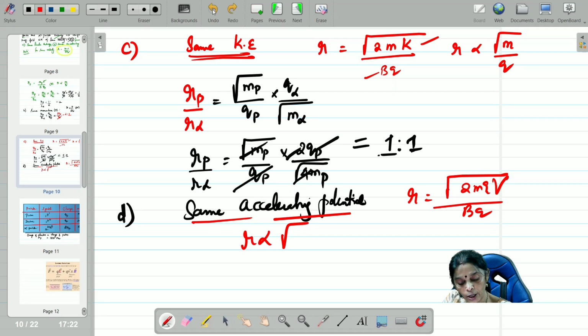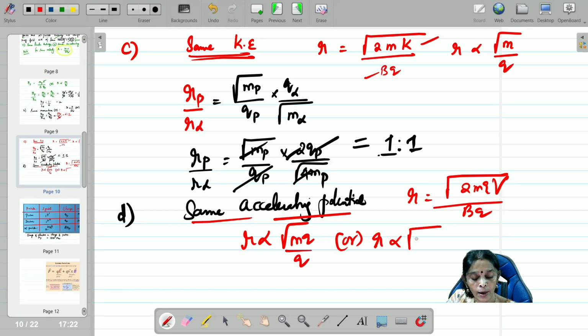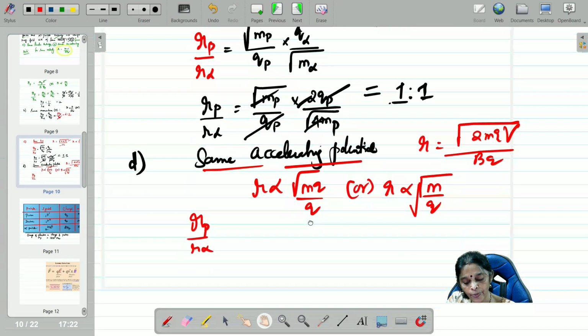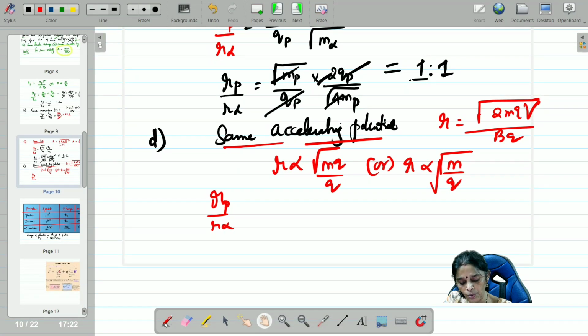No, I'm sorry. So it is root mq divided by q. Can I write it as that? R directly proportional to root of m by q. Can you directly write it like that? Check, tell me. Yes, this q can be written as root q into root q. One q is getting cancelled. So therefore, R proton by R alpha is equal to what? R proton by R alpha is equal to root of mp divided by qp divided by root of m alpha divided by q alpha.